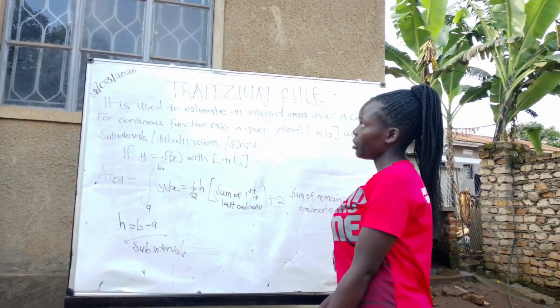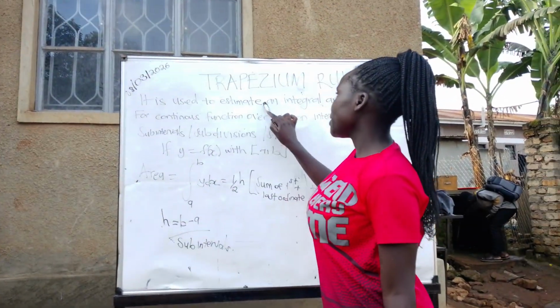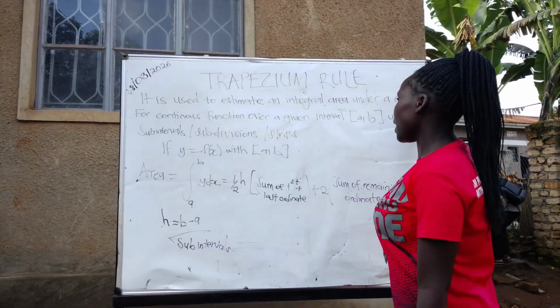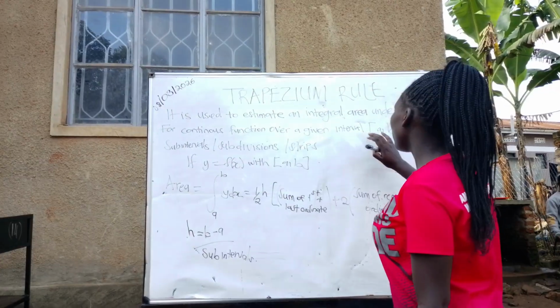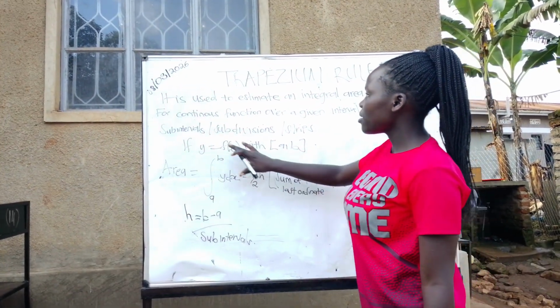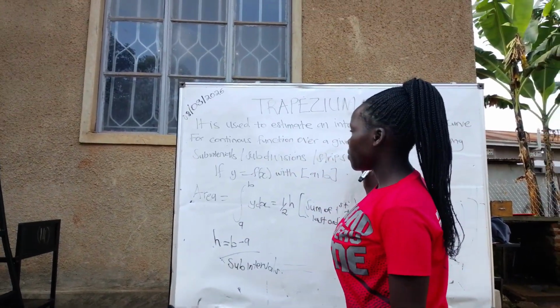Going to take you through the trapezium rule. The trapezium rule is used to estimate an integral, the area under a curve for a continuous function over a given interval AB, using subintervals, also called subdivisions or strips.